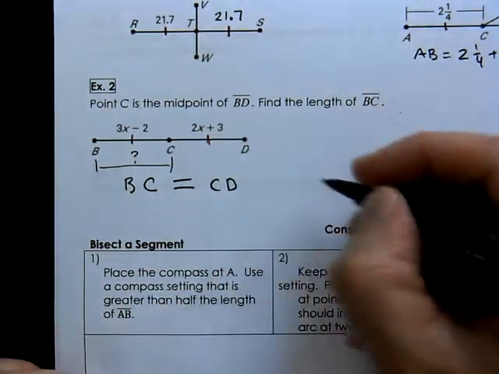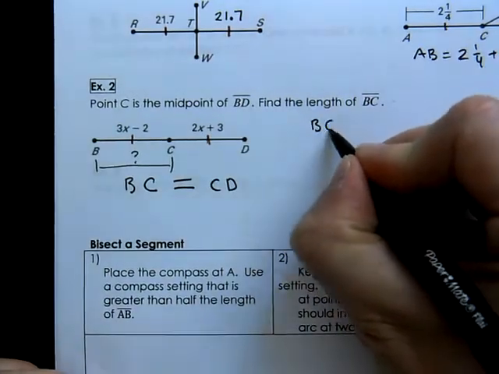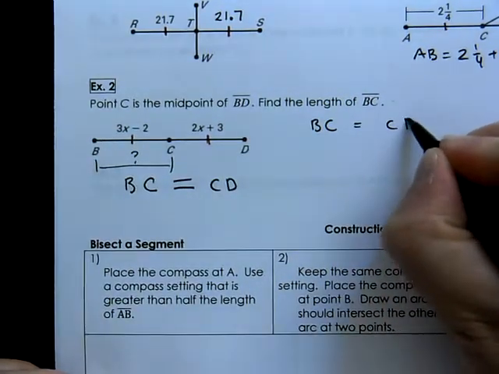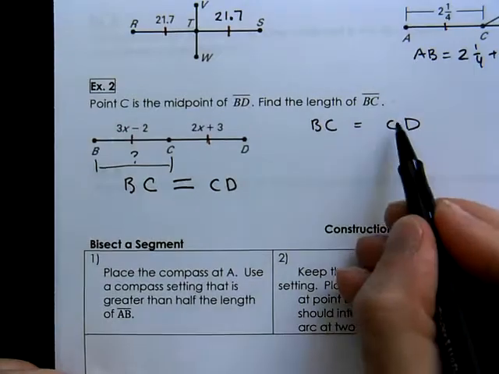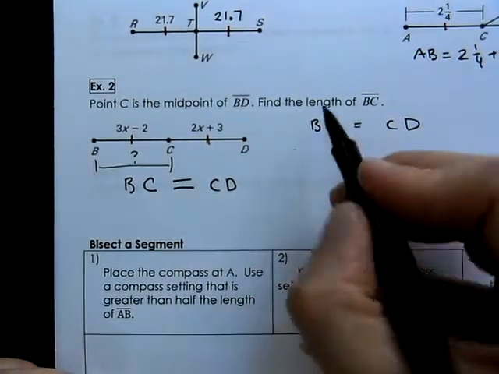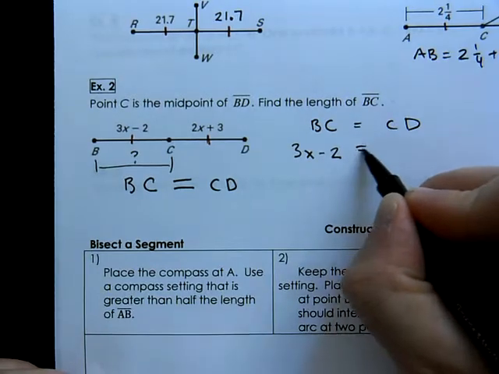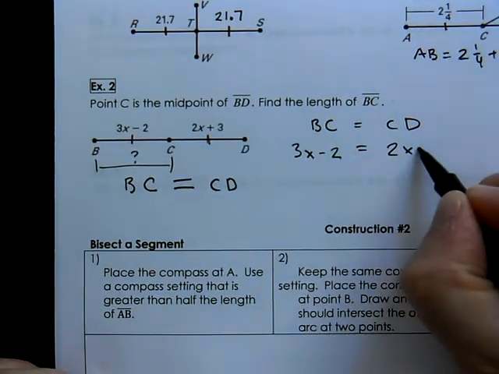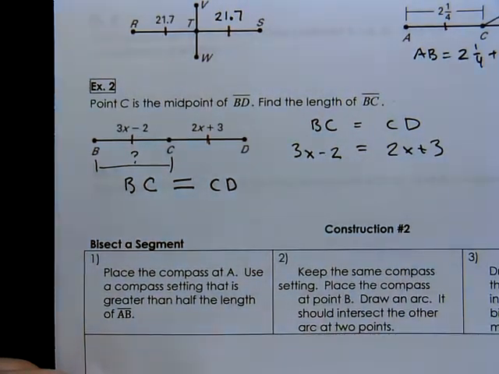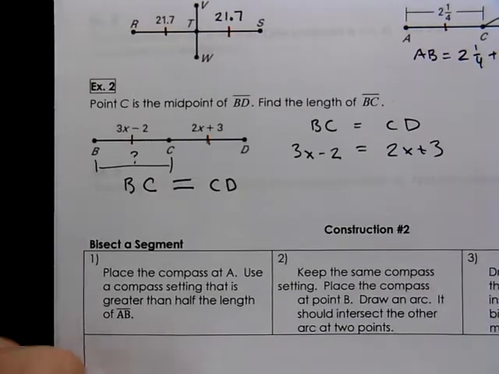Alright, so let me use this column to the right to rewrite that statement so we can get to our algebra. Because we know these are the same length, BC is represented by 3x minus 2, and CD is represented by 2x plus 3. So we're going to solve for x, and then we'll plug it back in to find the missing length of segment BC. Alright, so let's go ahead and do that.